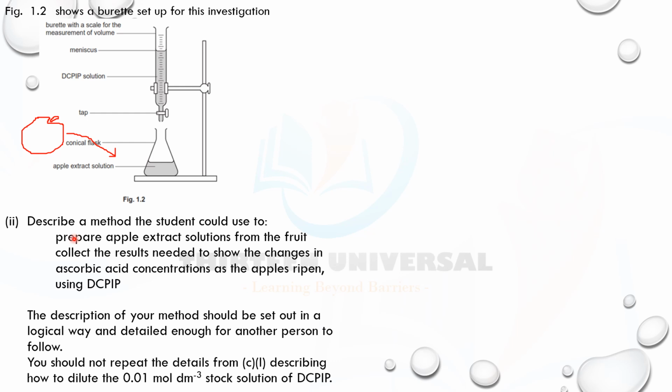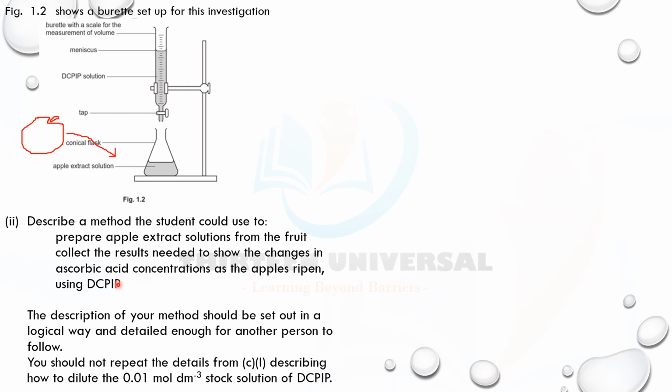Now, describe a method the student could use to prepare apple extract solutions from the fruit and collect the results needed to show the changes in the ascorbic acid concentrations as the apples ripen using GCPIP. So how do you measure the ascorbic acid concentrations as the apple ripens? So we're going to measure something. Whatever we measure is our dependent variable. Okay. And of course our independent variable here will be time.